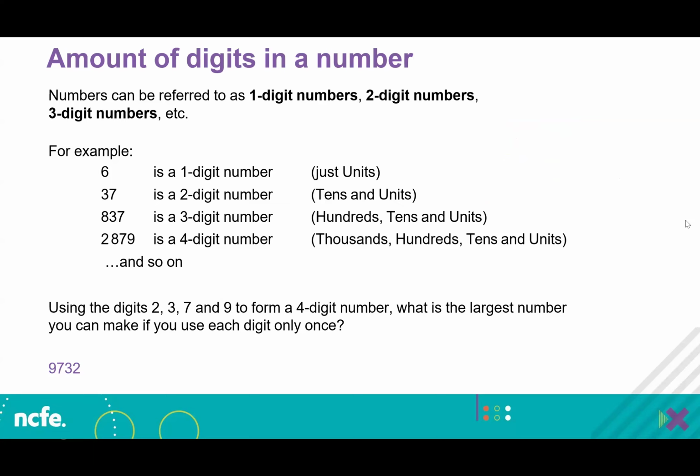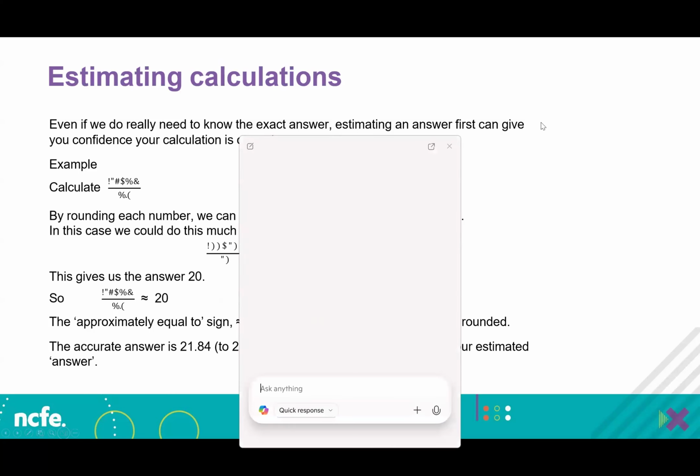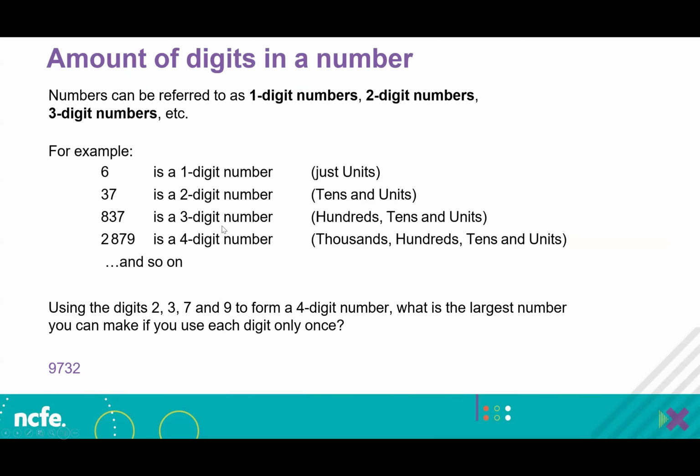So numbers can be referred to as 1-digit numbers, 2-digit numbers, 3-digit numbers, and so on. For example, 6 is a 1-digit number, just units. 30 is a 2-digit number, tens and units. 837 is a 3-digit number, hundreds, tens and units, and 2,879 is a 4-digit number, thousands, hundreds, tens, and units, and so on.